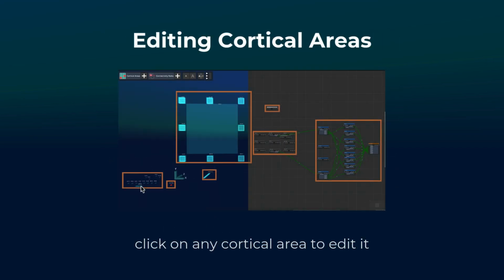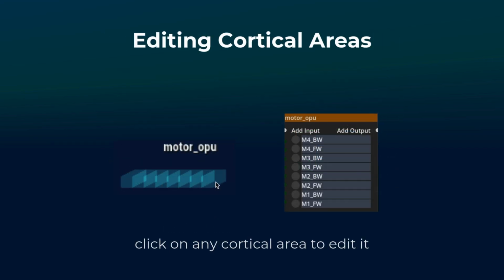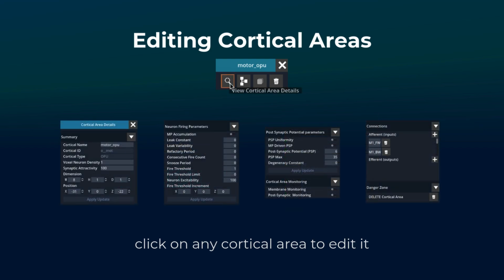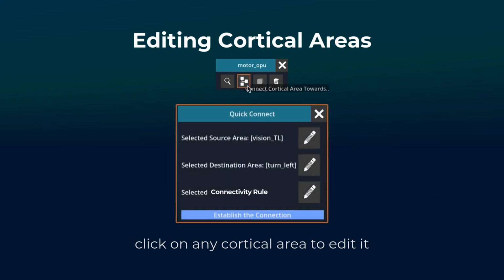To edit one of your cortical areas, click it in either the BV or CB and select the magnifying glass. A toolbar should pop up with the option to view cortical area details, such as the neuron firing parameters, postsynaptic potential parameters, connections, and danger zone. There will be a dedicated tutorial explaining all properties in detail. Connect a cortical area by selecting its source, destination, and connectivity rule. You can copy a cortical area as well as delete one.